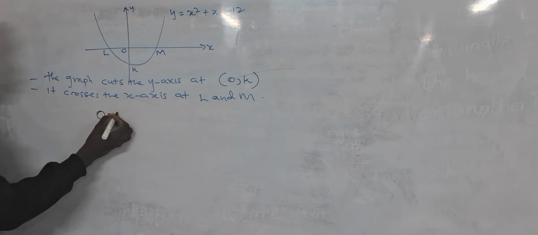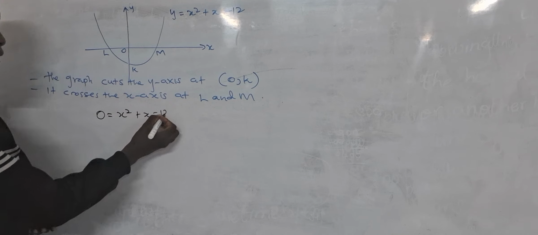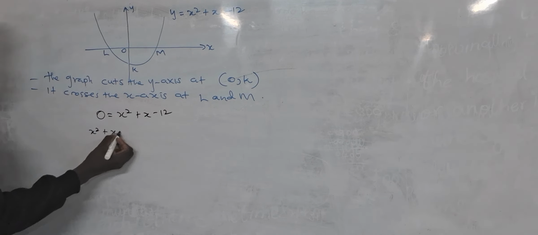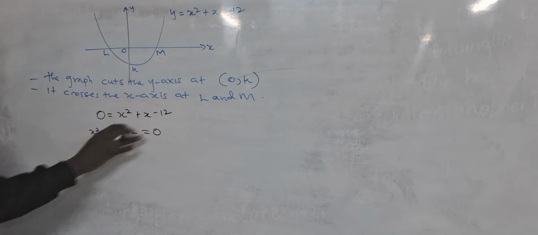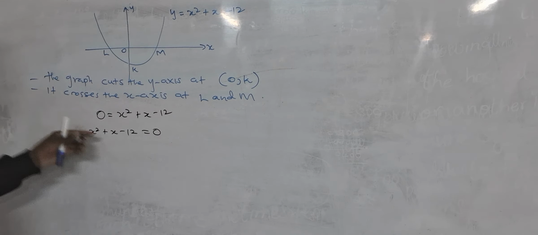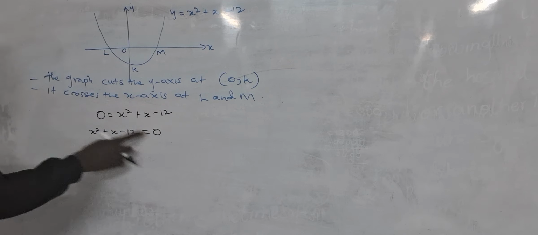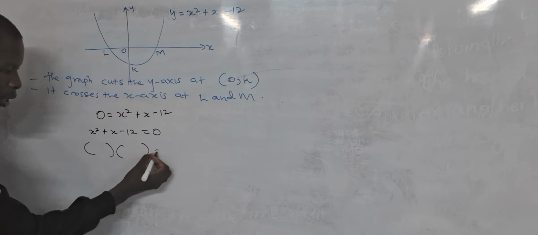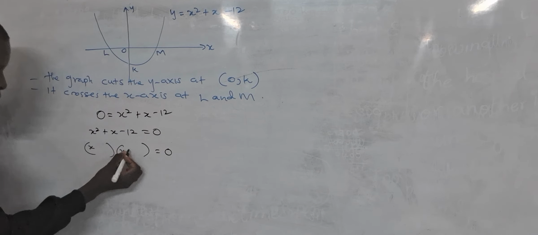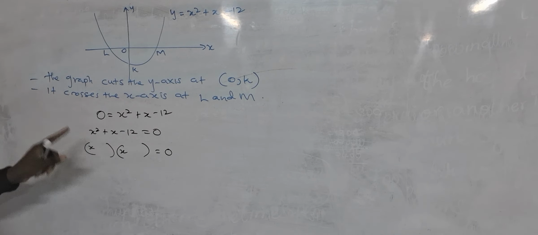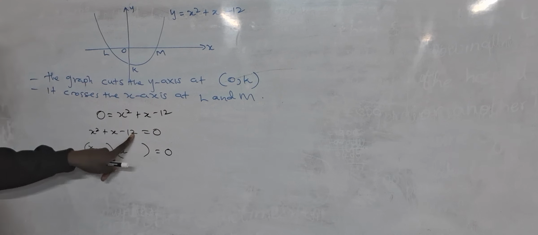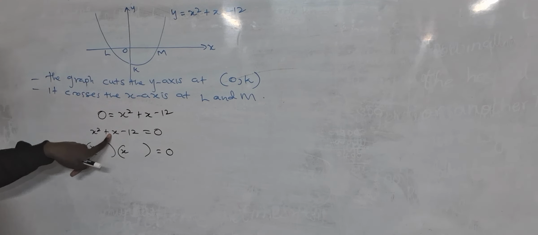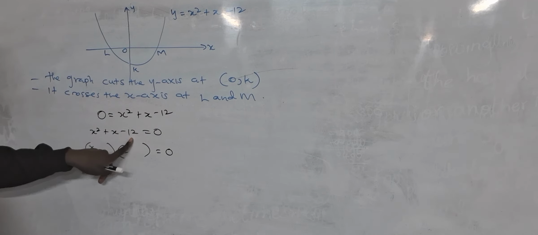So 0 is equal to x squared plus x minus 12. Let's solve this. You can write it as x squared plus x minus 12 is equal to 0. This is the same thing. You write this on the left hand side, and this on the right hand side. Now let's factorize. This is x, this is x. You are supposed to look for two numbers. If you multiply the two numbers, you are supposed to get 12, and if you add the two numbers, you are supposed to get 1. So what are the numbers?